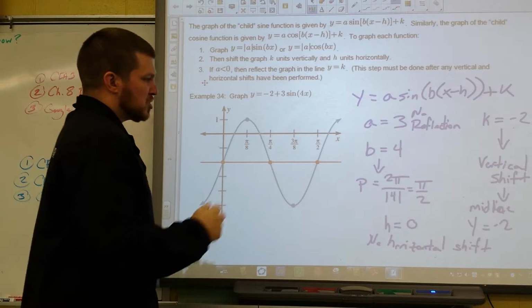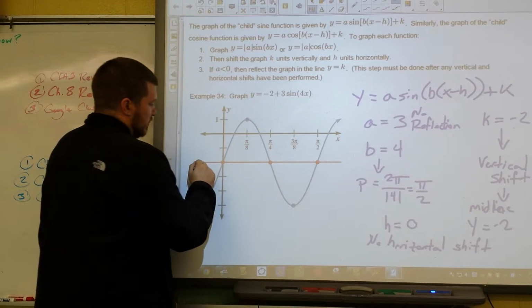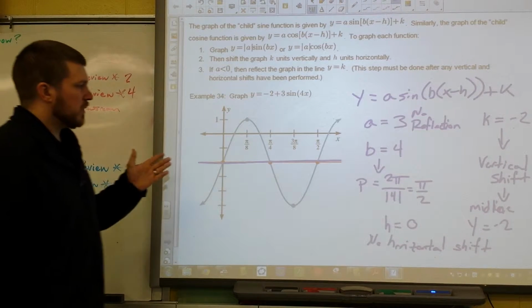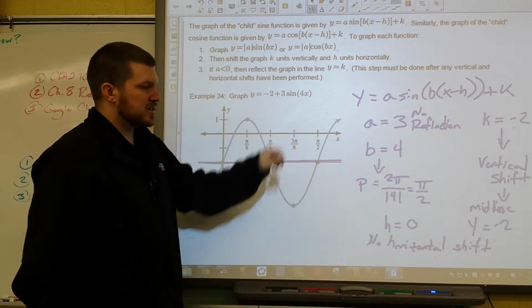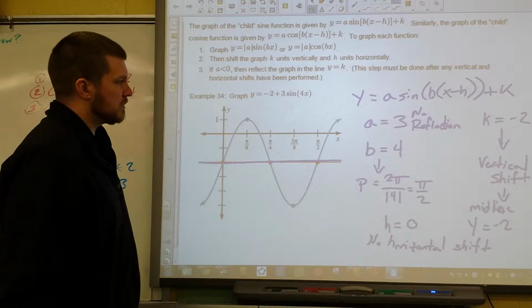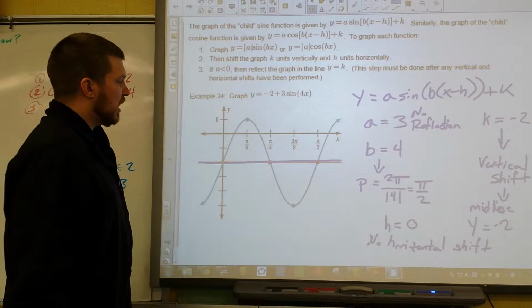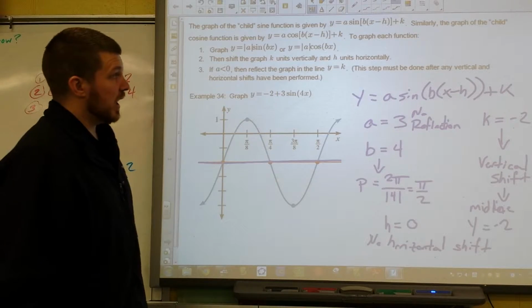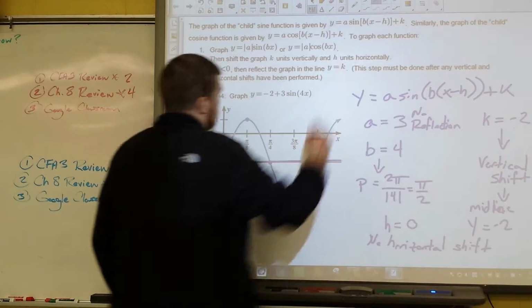Alright, let's start off with the midline. Y equals negative 2. Here it is. We found that because there's a vertical shift. Originally, when we talked about the parent function, the midline was always the x-axis. It shifted down 2 units. We also know that since a is positive, there's no reflection, and also the amplitude of this graph is given by the absolute value of a. So the amplitude is 3.